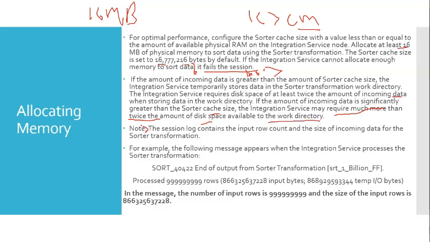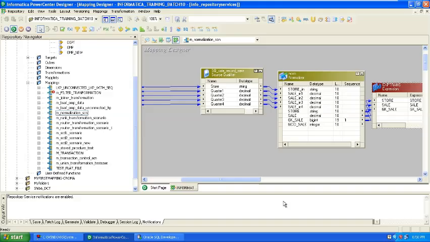Note, there is a notable point you need to remember. The session log contains the input row count and the size of incoming data for the Sorter transformation. What is the session log? Whatever information the process produces is collected in the session log. So here the session log contains the input row count and the size of incoming data for the transformation. You can read this in your log. If you want, I can show it to you also. Let me show you so that you understand well where the Sorter is.